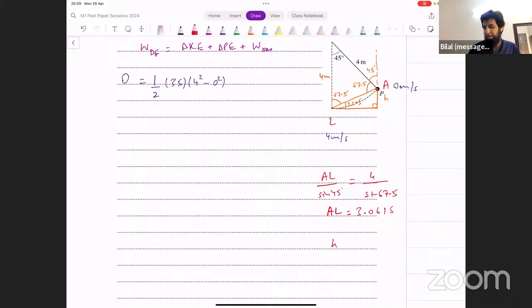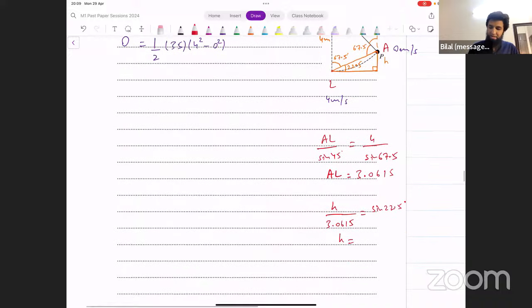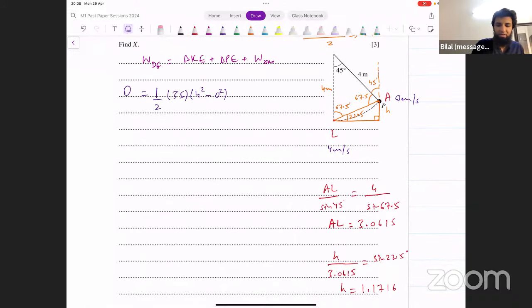Once you have length AL, you can use H over AL. AL is 3.0615. If we consider this angle, 22.5, H is perpendicular, AL is hypotenuse, so H over 3.0615 will be sine of 22.5 degrees. And that will give you the value of H. And you can see what this turns out to be. The change in height now turns out to be 1.1716 for me. That's the value of H. That's the change in height.